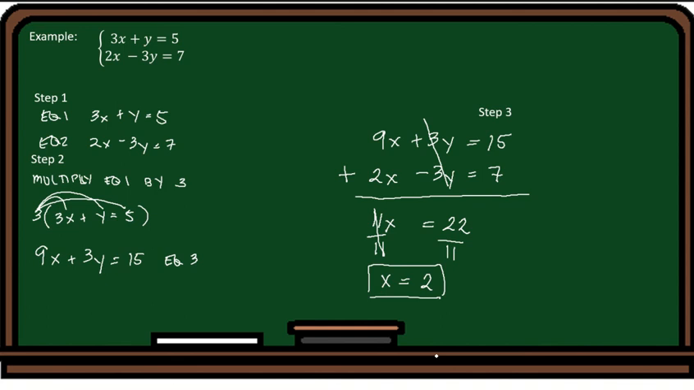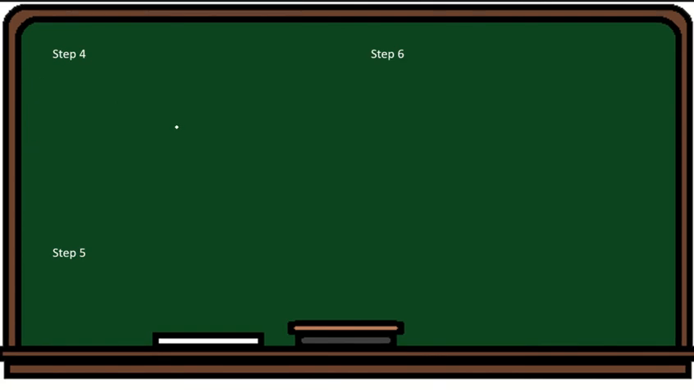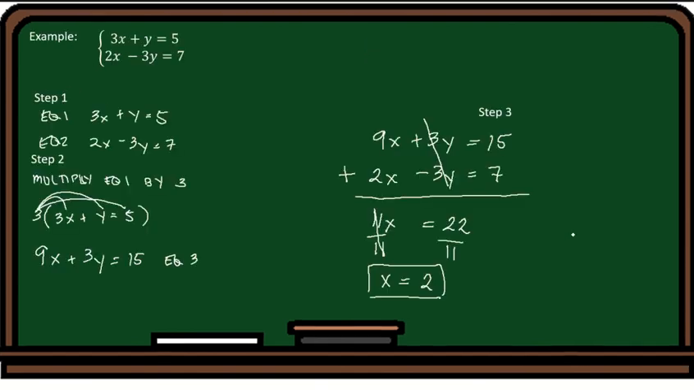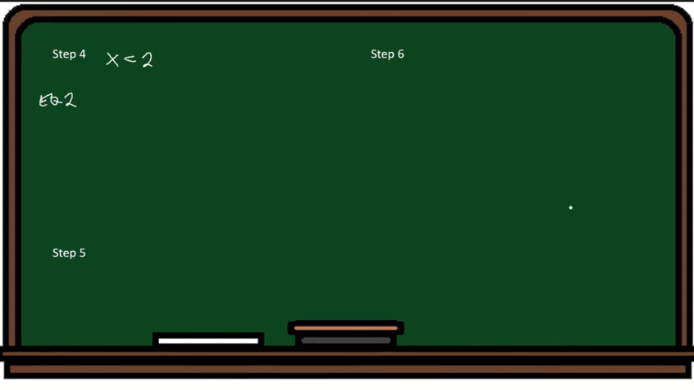Now step 4. We have now one of the variable, which is x is equal to 2. To solve for the other variable, we will substitute the given solution to any of the original equation. So let's try to use equation 2. Let me check first. Again, equation 2 is 2x minus 3y equals 7. So we have 2x minus 3y equals 7.